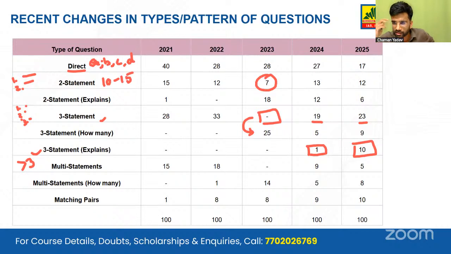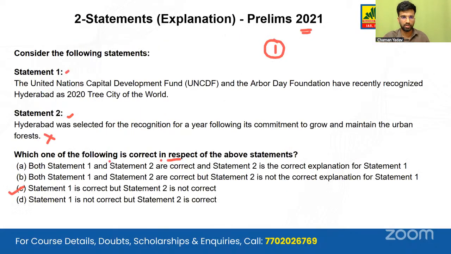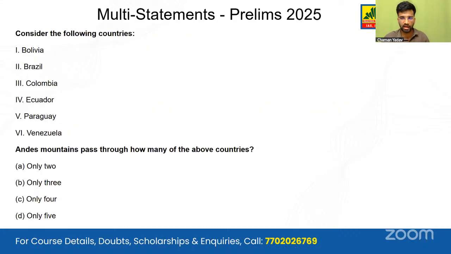Now, they have started asking the how-many type of questions in 2022. In 2022 prelims, they asked 8 such questions. How many of the above matching pairs are correct, and how many of the above statements are correct? They gave a glimpse in the 2022 paper and in 2023 hit the ball out of the park on these types of questions, but they are moderating in 2024 and 25. So let's take an example. This year they have asked one such question.